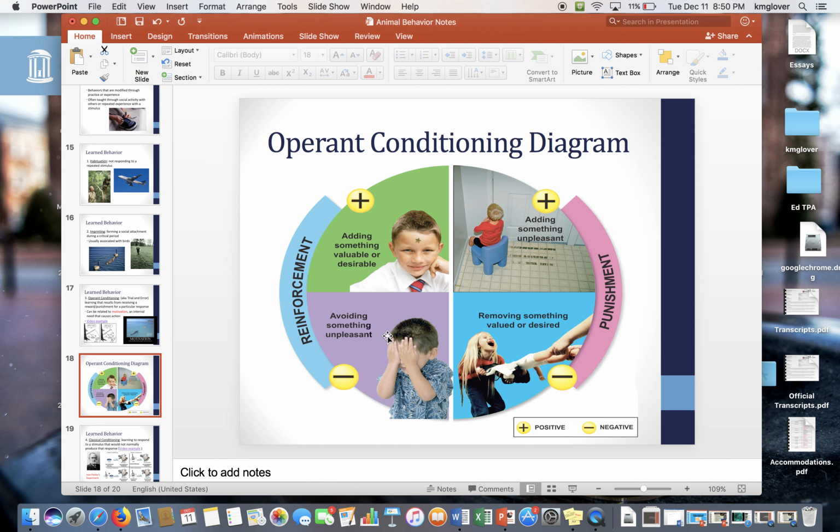Negative reinforcement will be avoiding something unpleasant. Let's say your teacher says, if you do all your math problems, you don't have to stay in an extra 3 minutes after class. So you're doing something really good in order to avoid something unpleasant. And then, of course, punishment. Let's say you start screaming and you get put in timeout. That's adding something unpleasant. Or let's say you start screaming and your mom takes your favorite little doll away. That is removing something.